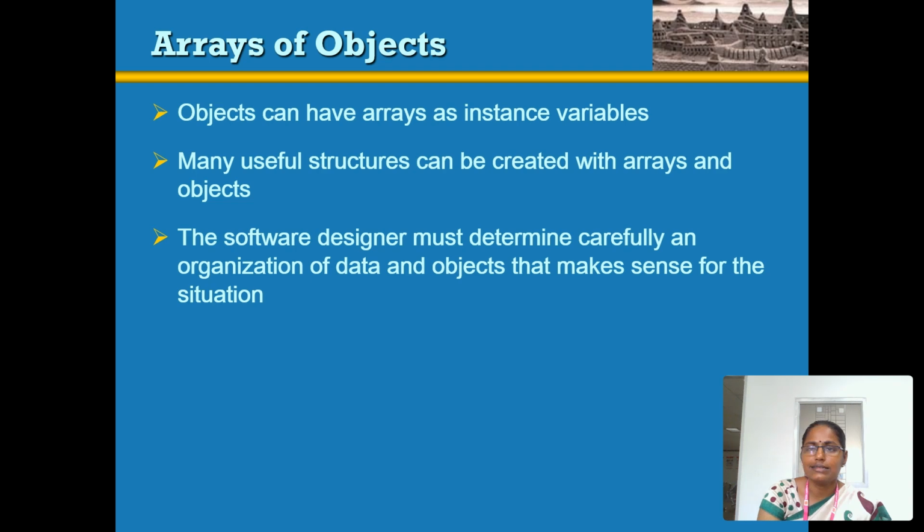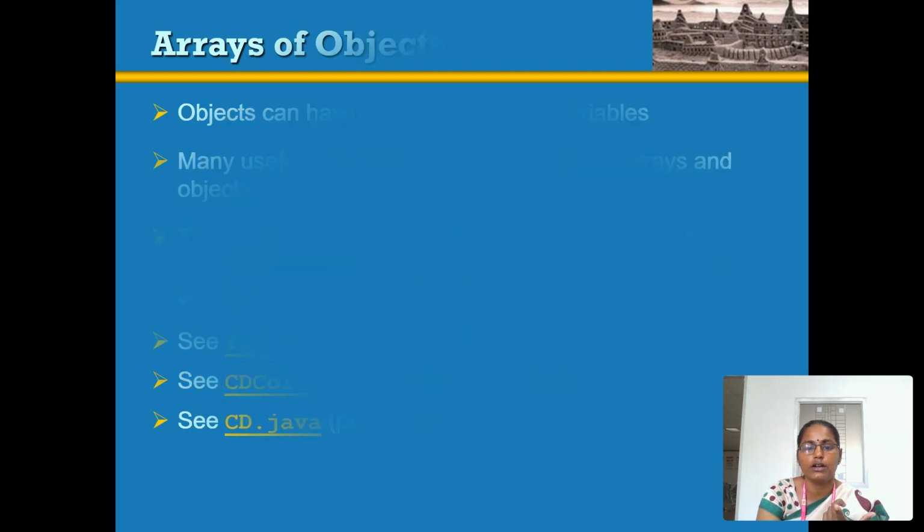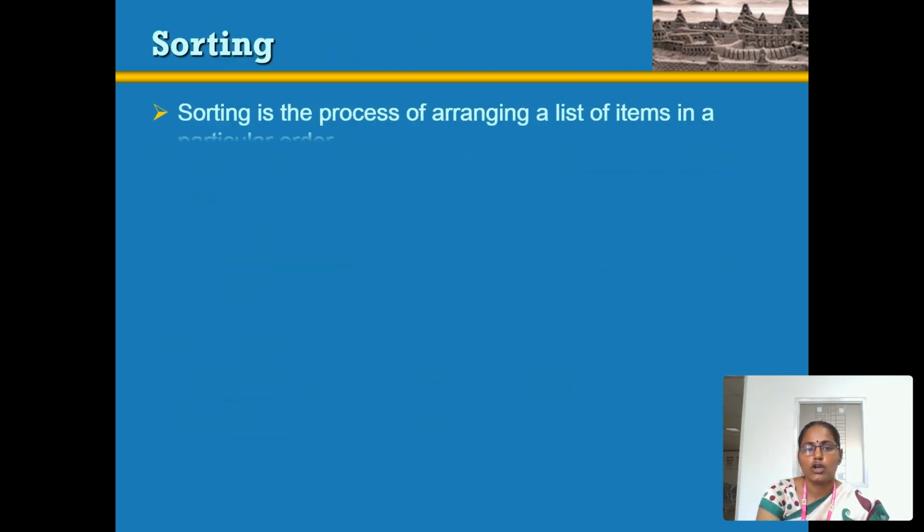Then car color is another kind. There is a set of elements for a particular object. We need to determine the objects and classes that make sense for that particular situation. For example, the car. Then sorting is a main concept. We can sort in ascending order or in descending order. Sorting is mainly for arrangement purposes.